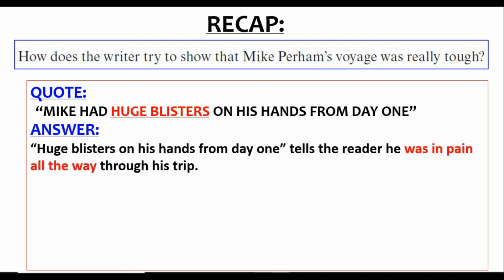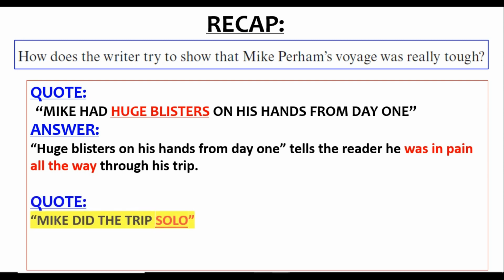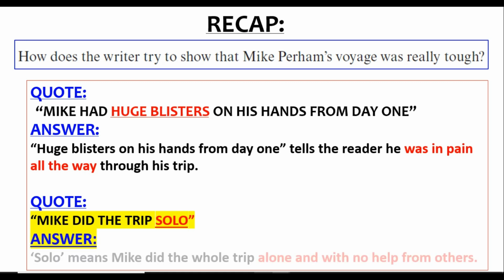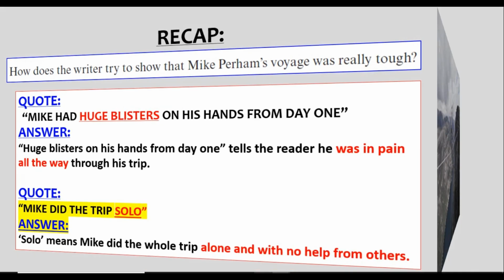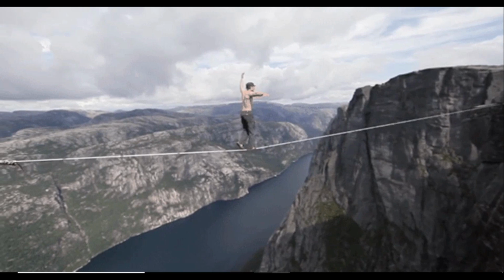Well, huge blisters on his hands from day one tells the reader he was in pain, but all the way through his trip. Another quote, Mike did the trip solo. Why has the writer bothered to tell us that he did it solo? Well, solo makes it tough because it means he did the whole trip alone with no help from others.